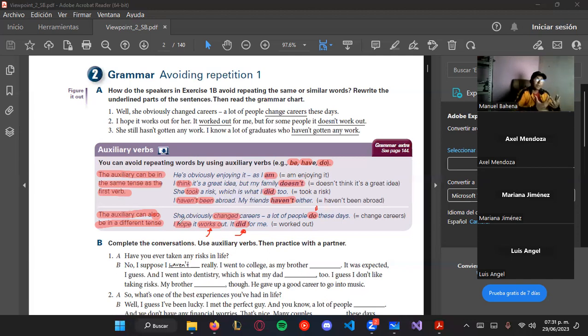Okay, so I hope it works for he or she as well. It works out for her or him. Okay, también espero que le funcione a él o a ella. ¿Vale? Por eso funciona aquí el tenerlos en dos tenses, en dos tiempos verbales. Okay? Got it? Yes, teacher. Excellent. Any questions? Any doubts so far?